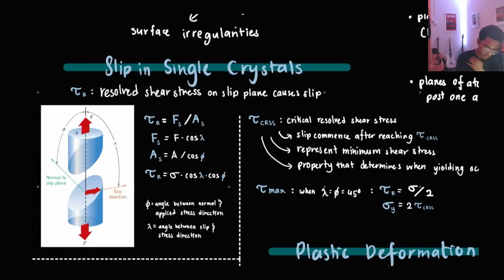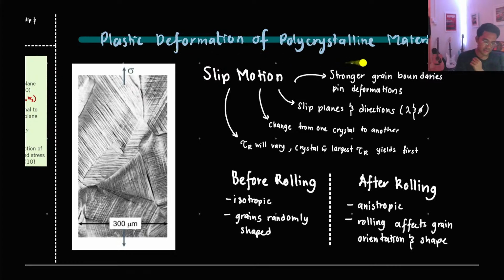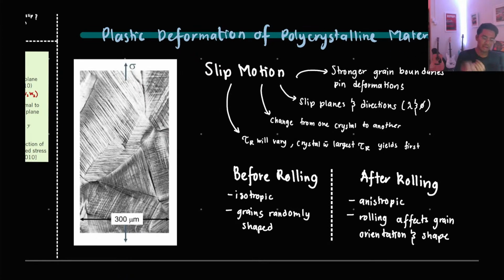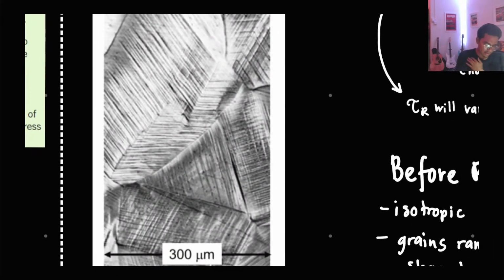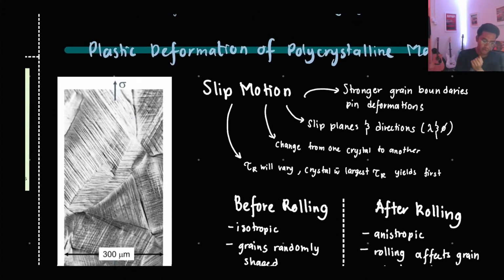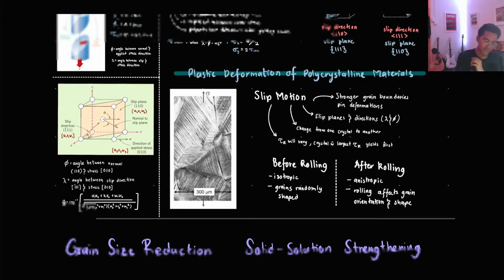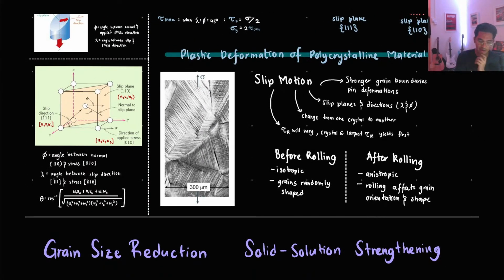Okay, so this one you guys can read. Plastic deformation of polycrystalline materials. Like I said, when a compound has multiple crystals, it will have different planes, such as here. You can see here that they have lines. So it would be hard for the compound to deform from one direction to another. So the more crystals you have, the harder it is to deform. We will talk about that after this.